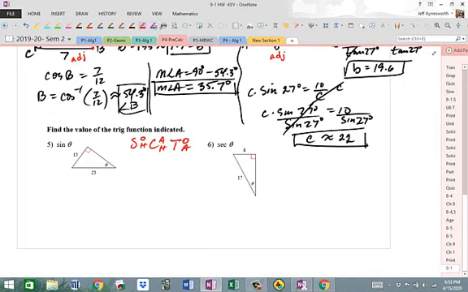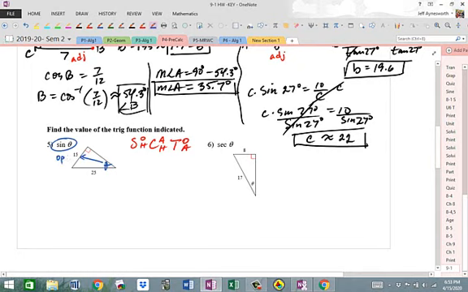So here I'm looking for the sine of theta, and theta is given here. Opposite of that is 15, and the hypotenuse is given to be 25. So I know that the sine of theta is 15/25. Reduce that, could divide both by 5, and you get 3/5.